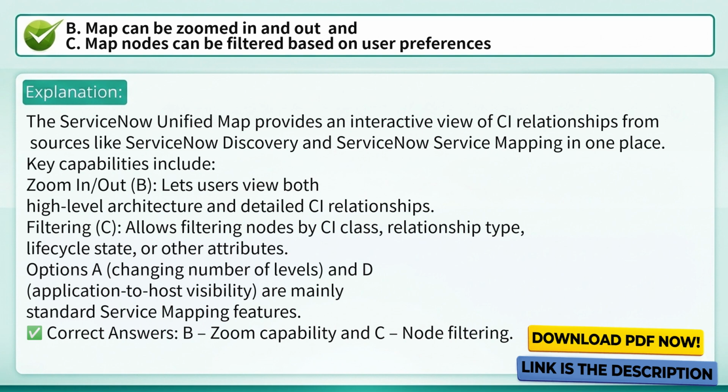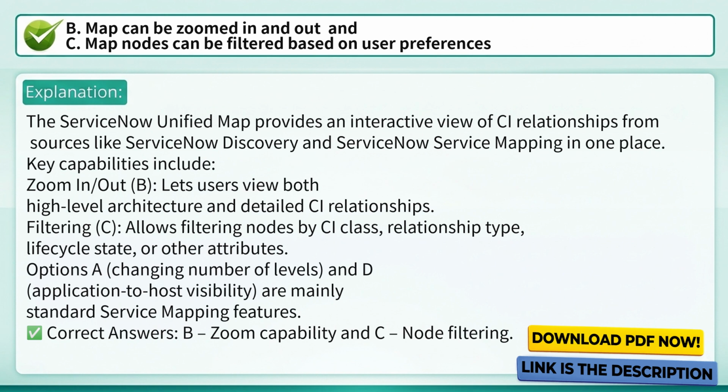Explanation: the ServiceNow Unified Map provides an interactive view of CI relationships from sources like ServiceNow Discovery and ServiceNow Service Mapping in one place. Key capabilities include: zoom in, zoom out. B. Lets users view both high-level architecture and detailed CI relationships. Filtering. C. Allows filtering nodes by CI class, relationship type, lifecycle state, or other attributes.